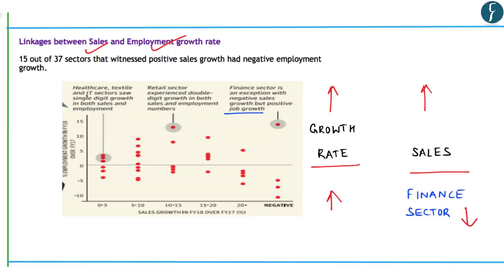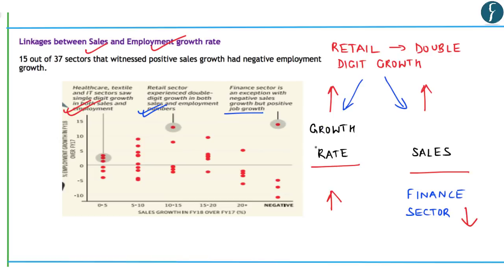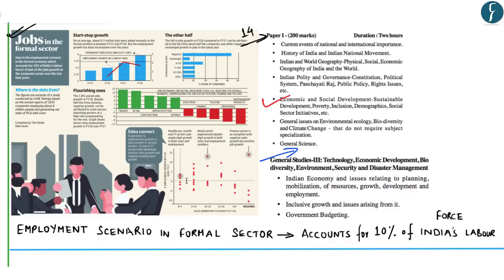Further, healthcare, textile and IT sectors saw single-digit growth rate both in sales as well as employment. And the retail sector experienced double-digit growth rate in both sales as well as employment numbers. So these different sectors give an idea about the job growth as well as growth of sales of different sectors of the Indian economy. However, this particular data is only with respect to the employment scenario in the formal sector of the economy. Hence, it does not include the informal sector.